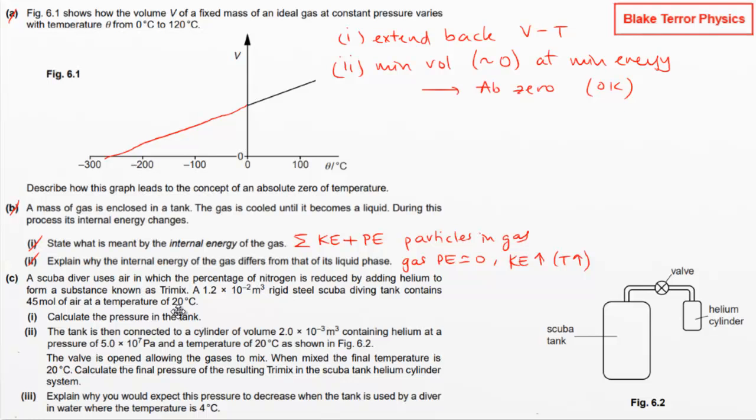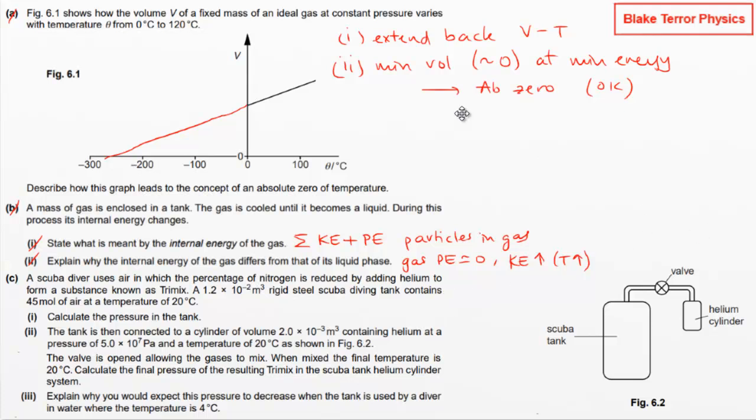So a scuba diver uses air in which the percentage of nitrogen is reduced by adding helium to form a substance known as trimix. So we've got that volume diving tank containing 45 moles of air, temperature of 20 degrees C. Calculate the pressure in the tank.